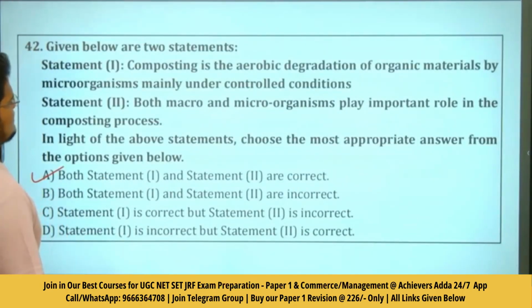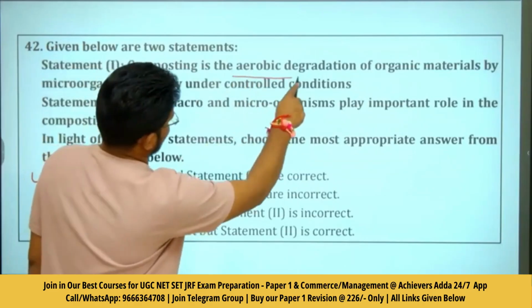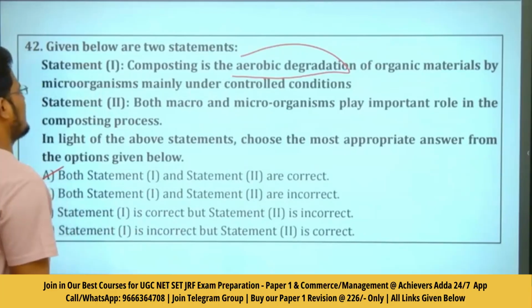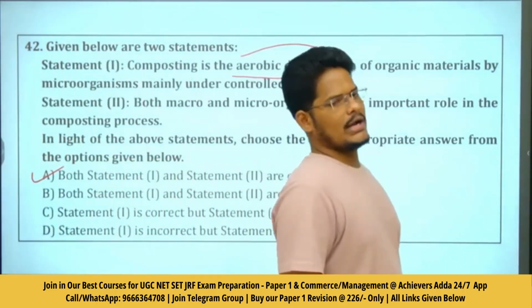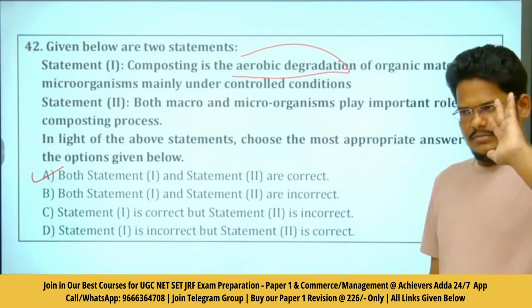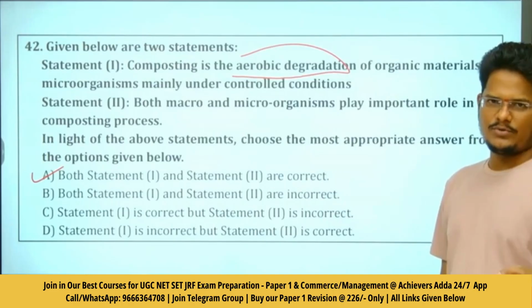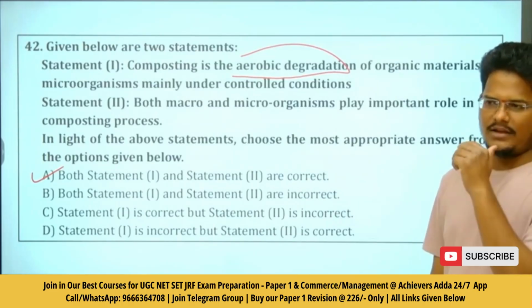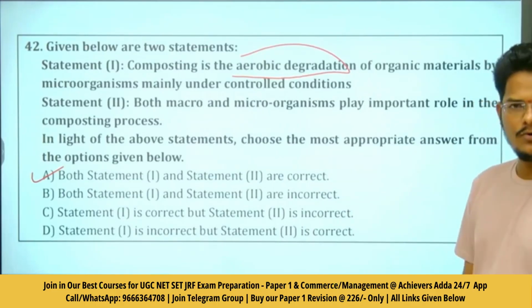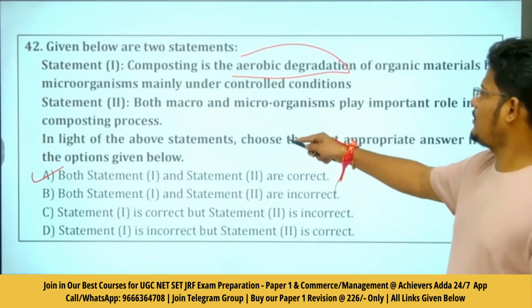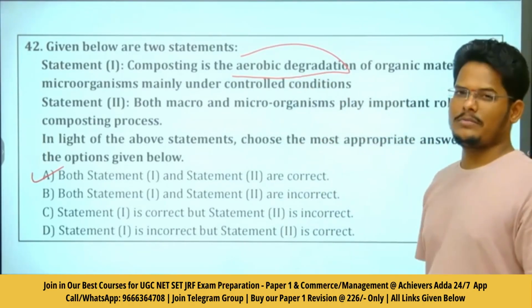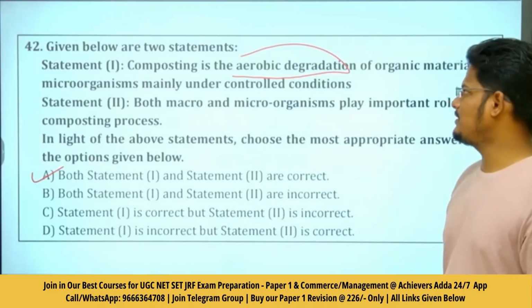Both 1 and 2 are correct. Composting is the aerobic degradation of organic material by microorganisms, mainly under controlled condition. There are many types of composting. Pit composting and vermicomposting are there, and it can take a certain time period, 60 days, or even 6 months. Even 4 weeks also can happen. Both macro and microorganisms play a role in the composting process, but aerobic is mainly related to micro rather than macro.